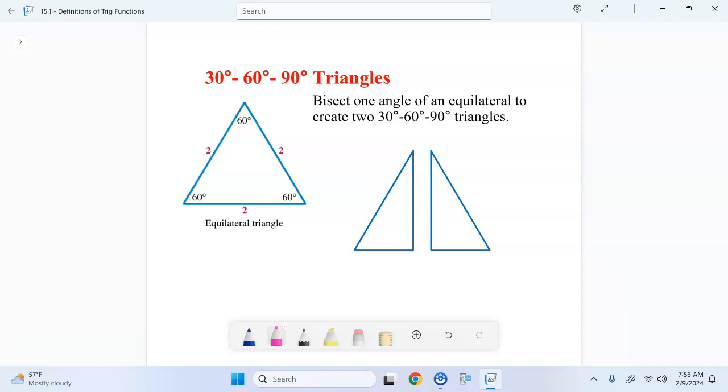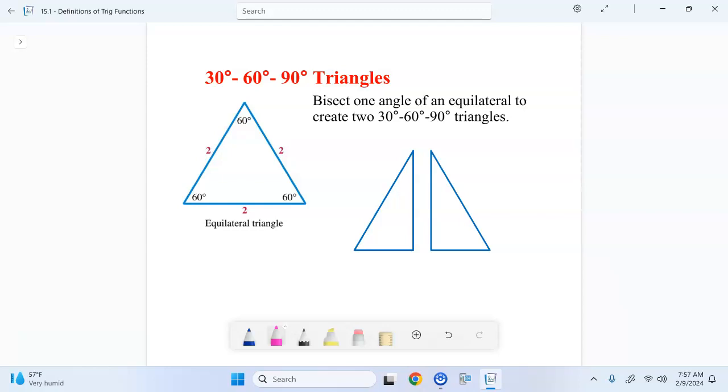Okay, so what we're going to do to make our 30, 60, 90 triangles, we're going to start with an equilateral triangle. What is an equilateral triangle? All sides are equal. If all sides are equal, all angles also must be equal. So we can make an equilateral triangle and say, okay, well, it's 60, 60, 60.